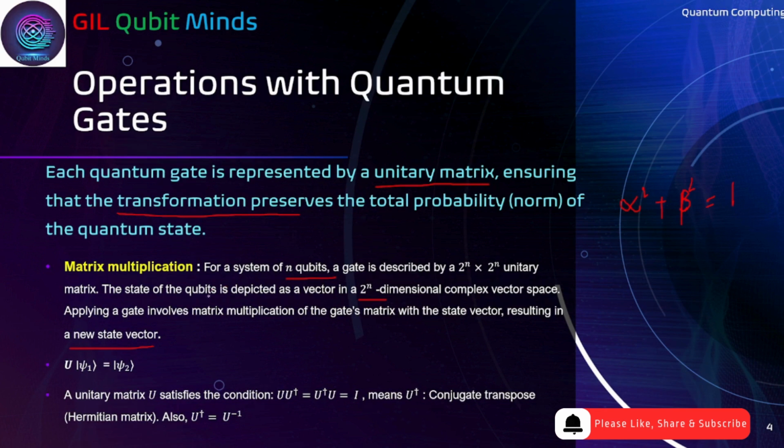Basically I want to say that every gate has its own unitary matrix. Now this unitary matrix should satisfy a few norms. If we multiply a unitary matrix with its dagger, meaning the conjugate transpose or Hermitian matrix, we'll get an identity matrix. The unitary matrix dagger times the unitary matrix is also the same. Also, the unitary matrix dagger will be equal to the inverse of the unitary matrix.